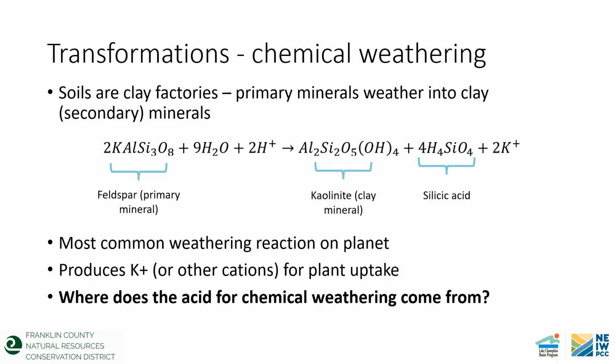This is the single most common weathering reaction on the planet. In addition to producing kaolinite, this reaction also frees up the potassium contained within the feldspar, which then becomes available for plant uptake. This means that mineral weathering is also an important source of plant nutrients. A question that I want you to think about: where do you think the acid for chemical weathering might come from? We'll come back to this question later on in this lecture.